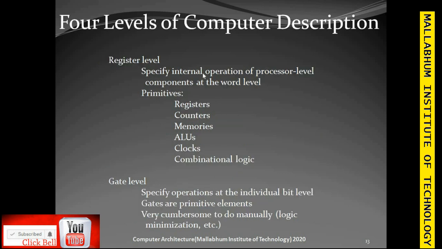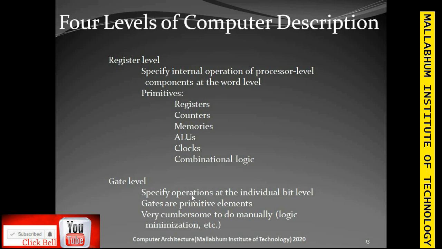Next one is your register level. Register level means there are primitives: registers, counters, memories, ALU (arithmetic logic unit), clock, combinational logic. Those are the different inner versions of the memory unit or the processor that it is built with. These are the different digital building blocks of the computer. Now the gate level. If you go down to this level, you can think of a register as designed with the help of different types of gates in digital electronics.